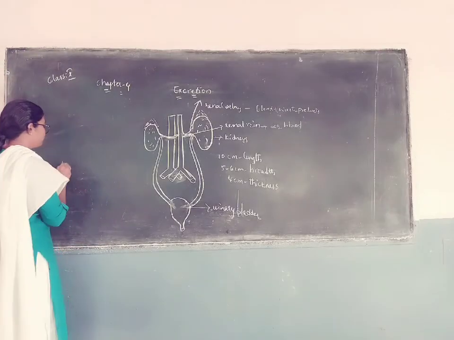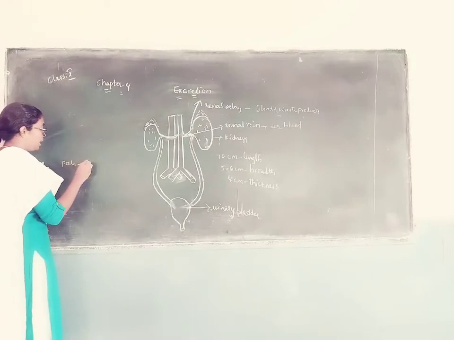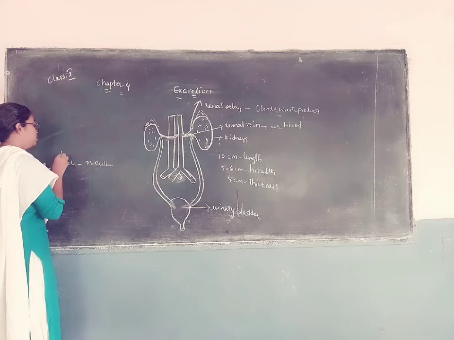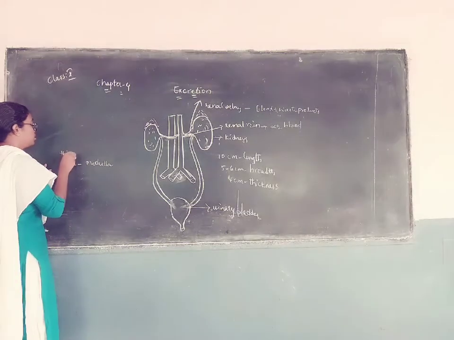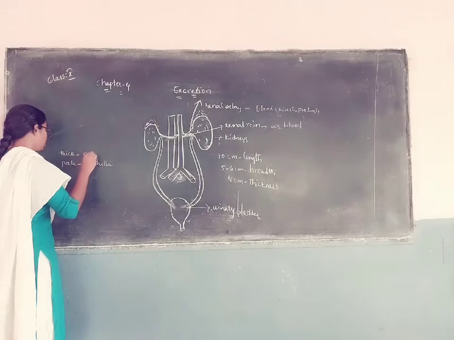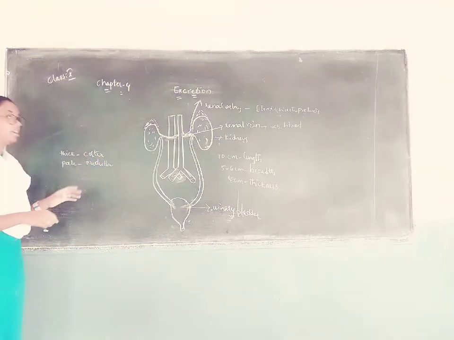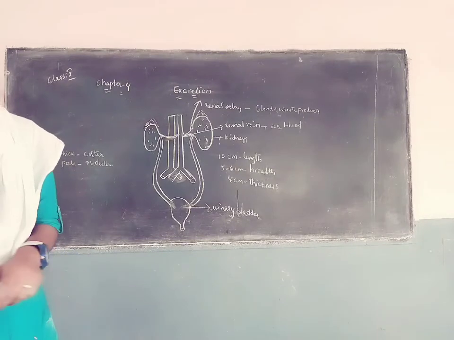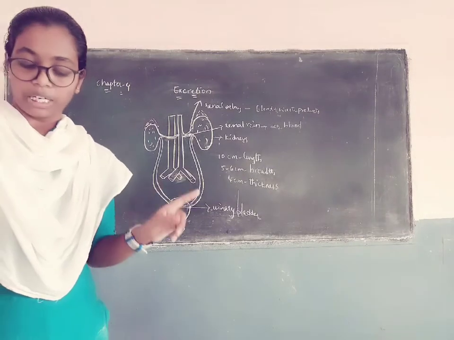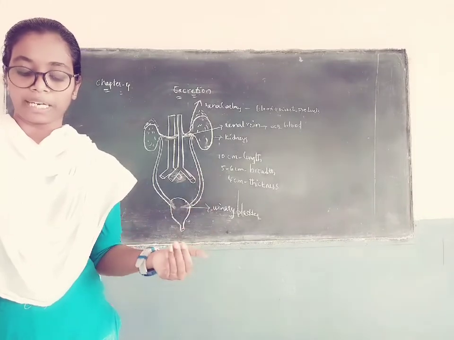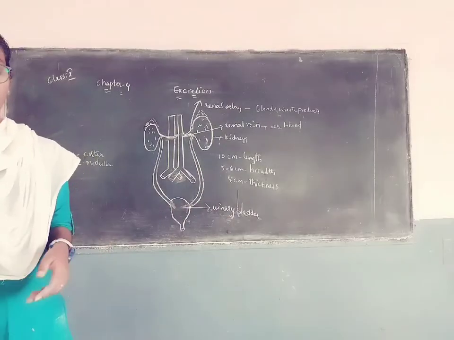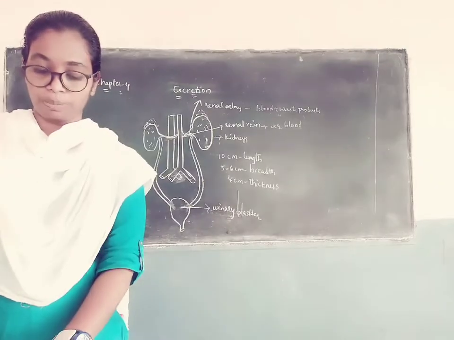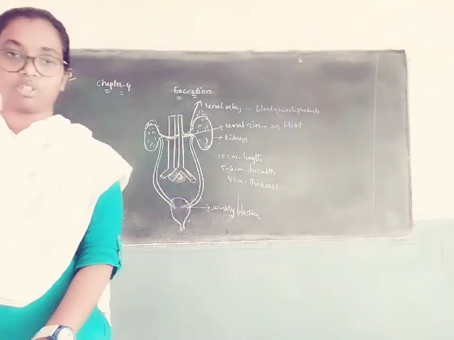So the pale part is called medulla and the thicker part is called cortex, the dark color zone. Each kidney is made up of more than 1 million microscopic, thin tubular functional units called nephrons or uriniferous tubules. Okay, let me explain the structure of the nephron.